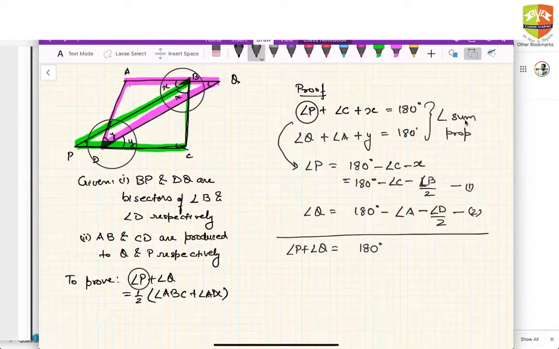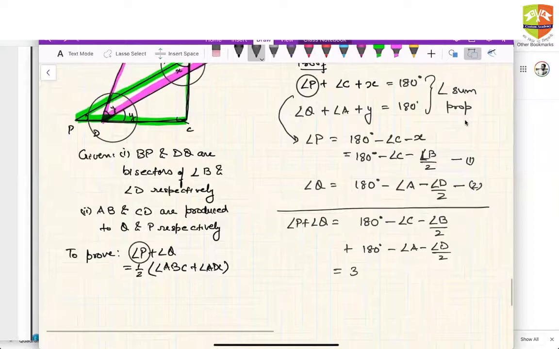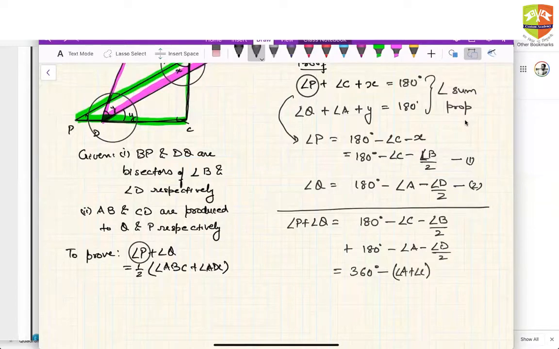180 degrees minus angle C minus angle B by 2, plus 180 degrees minus angle A minus angle D by 2, which is equal to 360 degrees. 180 plus 180 is 360 degrees minus angle A plus angle C within brackets. I'm clubbing them together. And this is nothing but angle B plus angle D by 2.